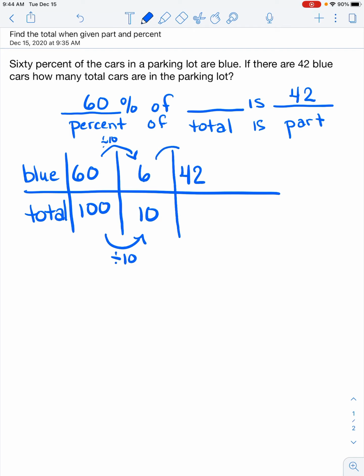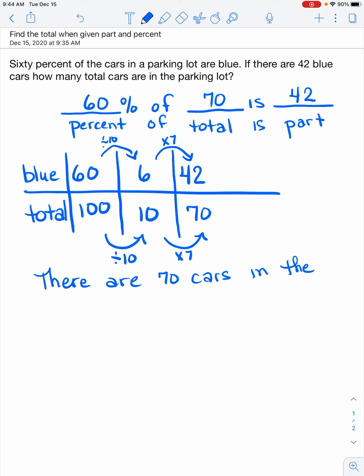Well, I do see that there's a relationship here. I know that 6 times 7 is 42. And so I have to multiply 10 times 7, and that is going to give me 70. And so I know now that there are 70 cars in the parking lot. And that's the way we do this problem with a ratio table.